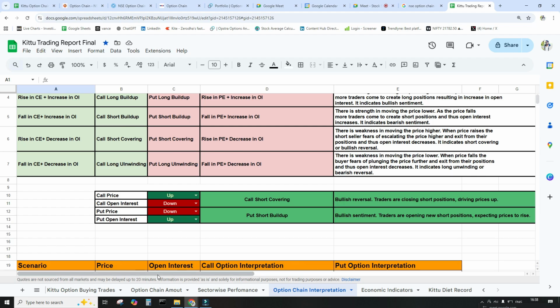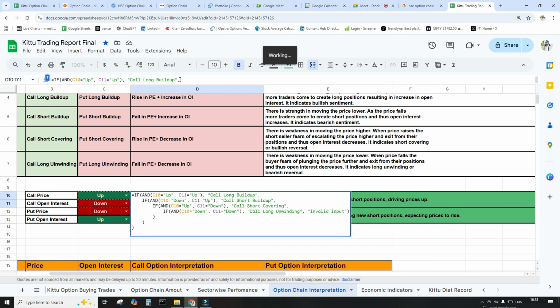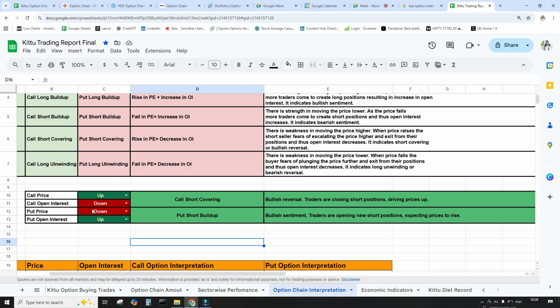So we'll do one thing, we'll try to understand how actually we need to understand the data. So there are four major categories. If you see here, we have long build up, short build up, short covering, and long unwinding. So let's understand in much more detail.